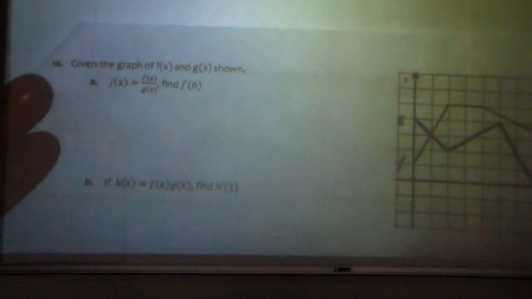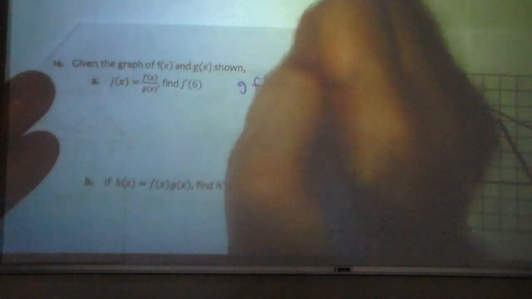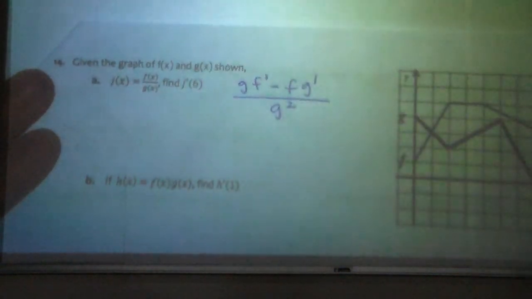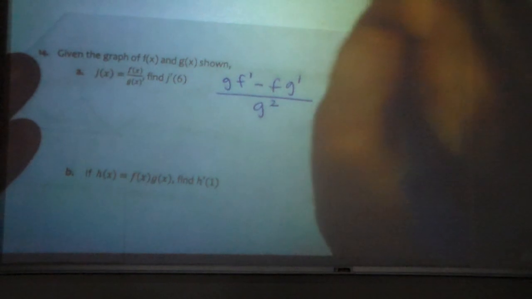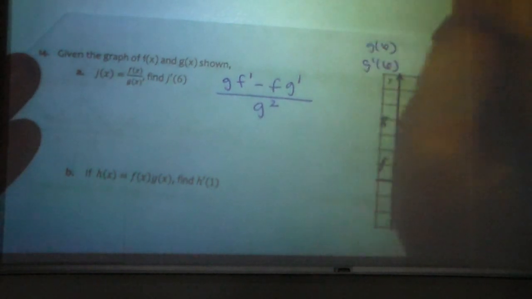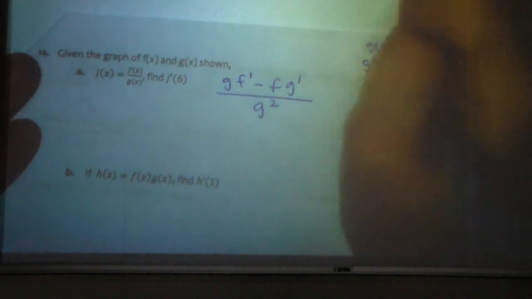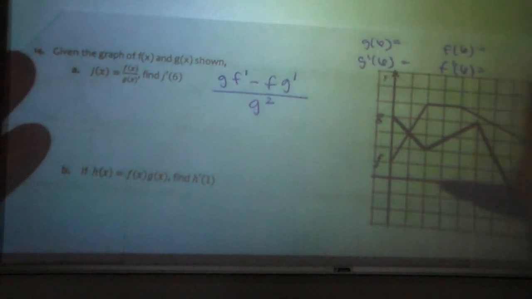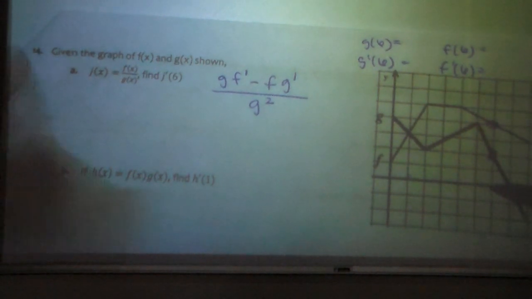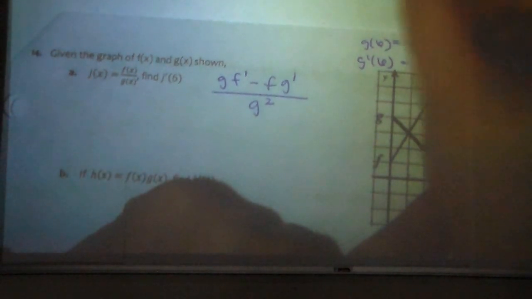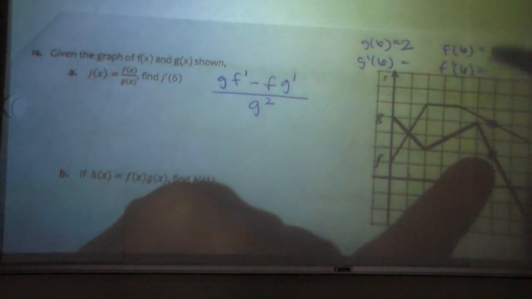Here we're going to use quotient rule, so low d high minus high d low, underneath the low squared goes. So I need to know what g of 6 is, g prime of 6, f of 6, and f prime of 6 is. So 1, 2, 3, 4, 5, 6. G of 6 is 2, f of 6 is 4.